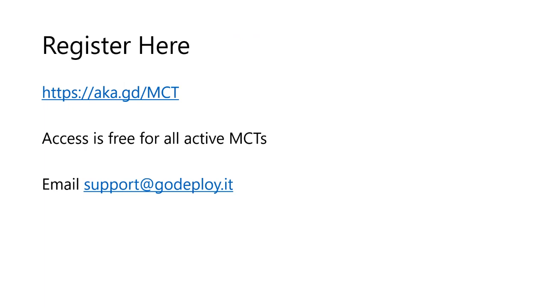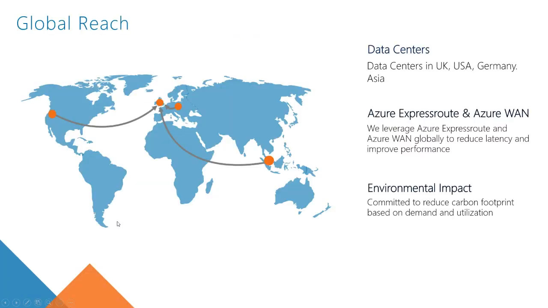Let's talk a little bit about GoDeploy, what we do and how we actually work. First of all, we have a global reach. If we think about the challenge of physics and light and latency, that's one of the issues we'll always have, and that's a scientific problem, not a lab problem. But we have data centers in the UK, USA, Germany, and Asia, and access to nearly every location where Azure is.